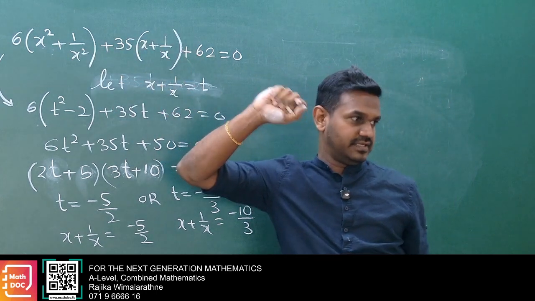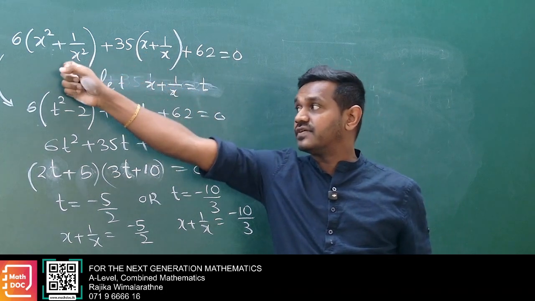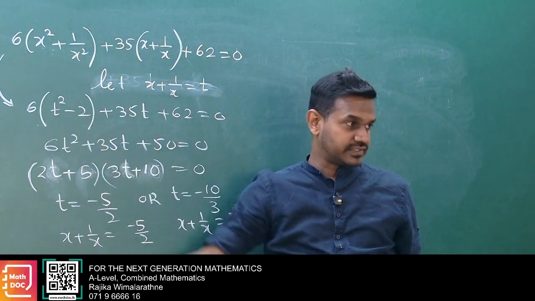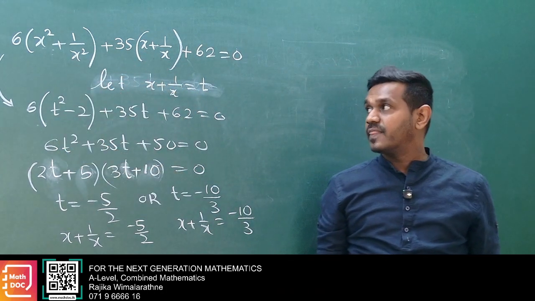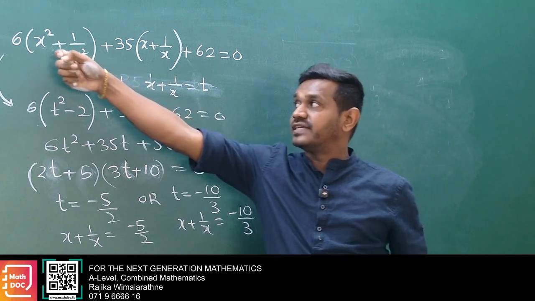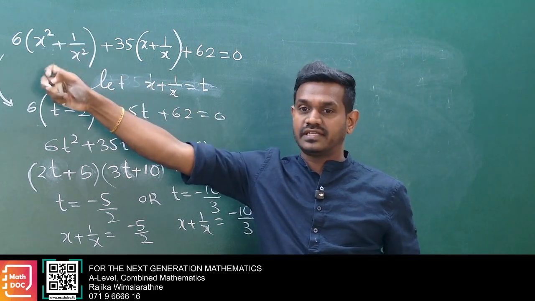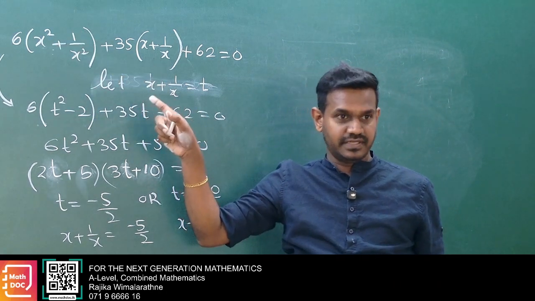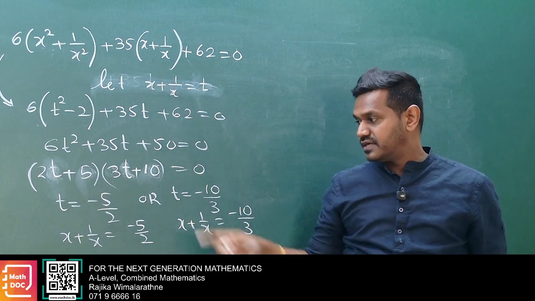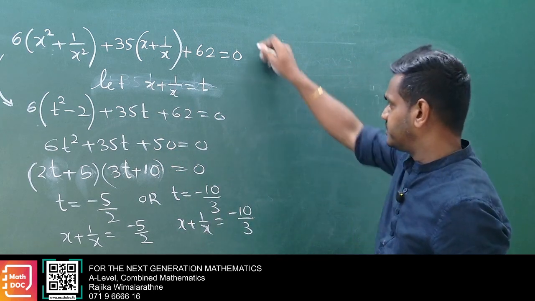Here, this is not t squared, that is t squared minus 2. T squared minus 2. Okay. Here it is not a perfect square, no. X squared plus 1 over x squared is not (x plus 1 over x) whole thing squared. That is wrong. Now continue.